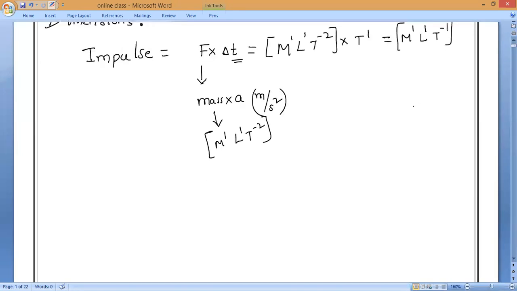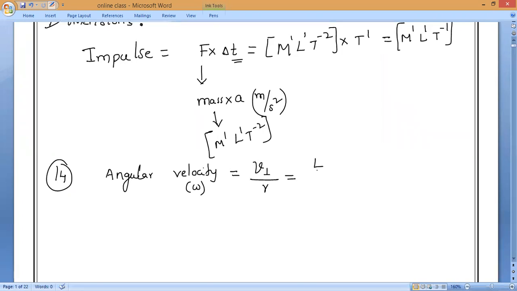Next, let us write three things. I will write them for you. Observe very carefully. All three things will have the same dimensions. The 13th and 14th one, angular velocity. Angular velocity is represented with omega. Angular velocity is equal to V perpendicular divided by R. If you write the formula for this one, L divided by T into L, it will come. As we all know, velocity means distance by time. And R means radius, which we measure in meters only.